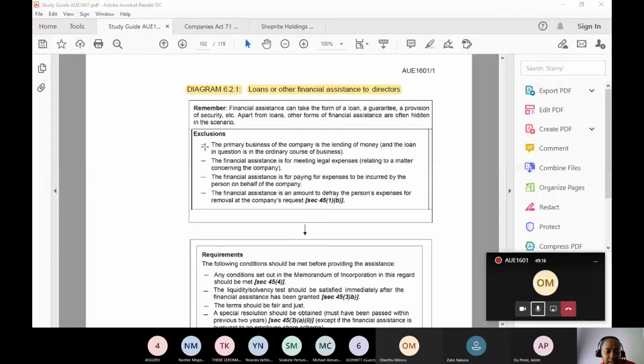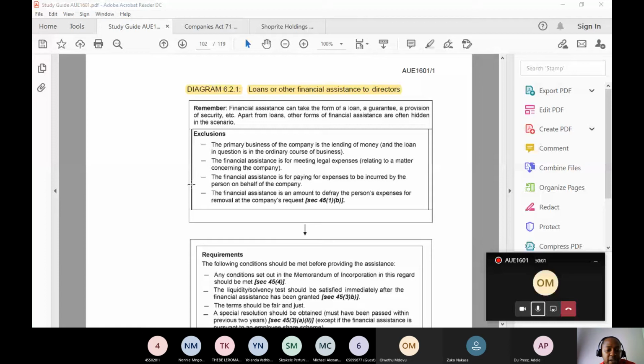The financial assistance is for meeting legal expenses relating to a matter concerning the company. So let's say, for example, you are being investigated for fraud and corruption and you've got your legal team. You cannot ask for a loan from the company that is actually determining if you are fraudulent and corrupt. So you cannot ask for financial assistance for meeting legal expenses.